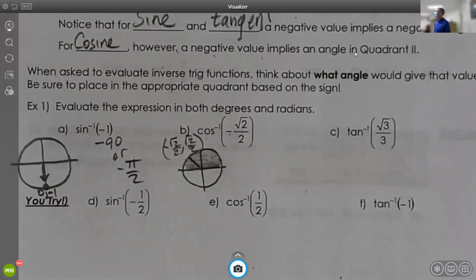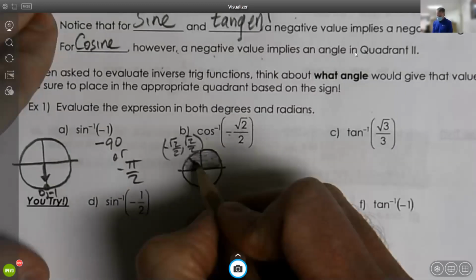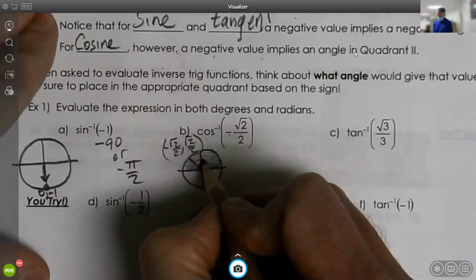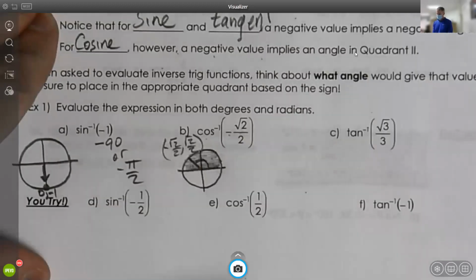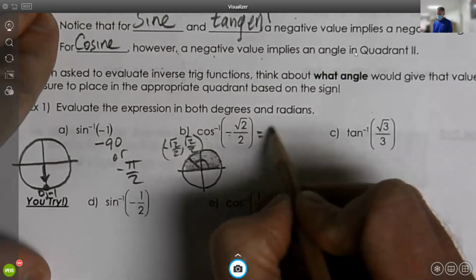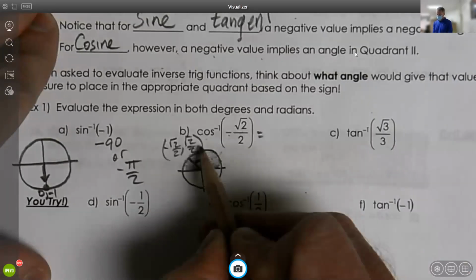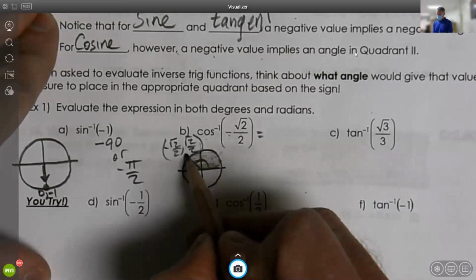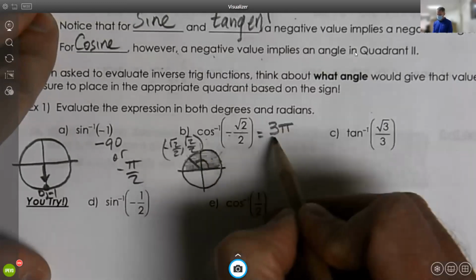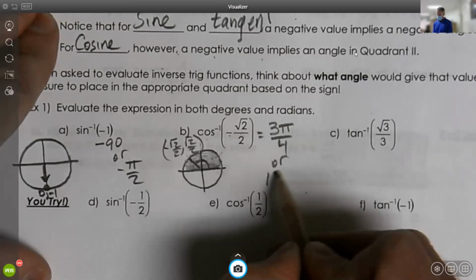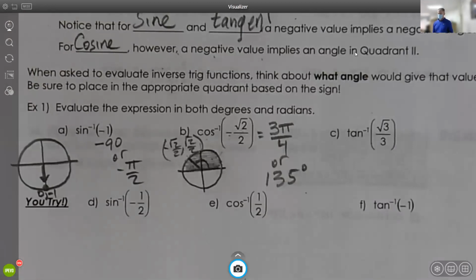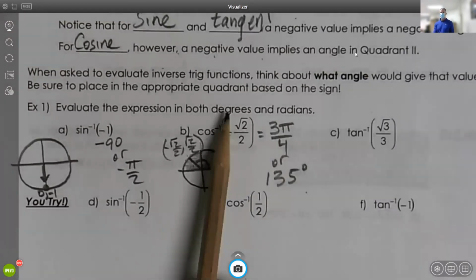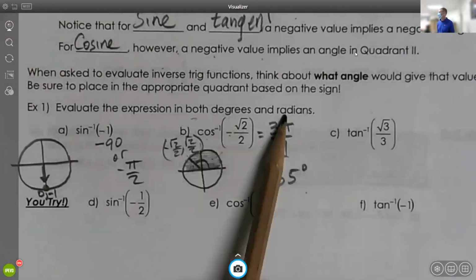Where is that happening at? That's happening at this angle of 1/4, 2/4, 3/4, 3π/4, or some of you like to refer to the term as 135. We're looking for both degrees and radians for these answers.